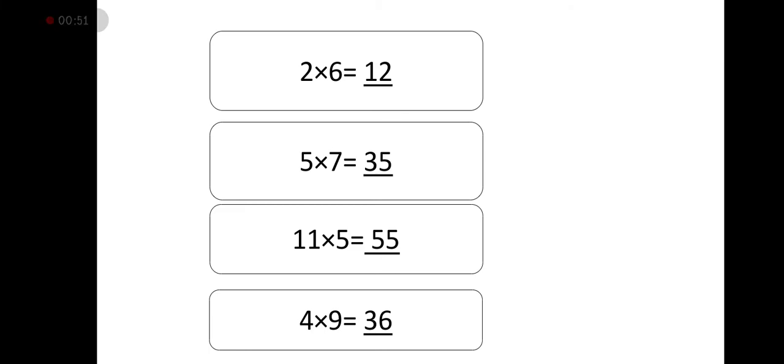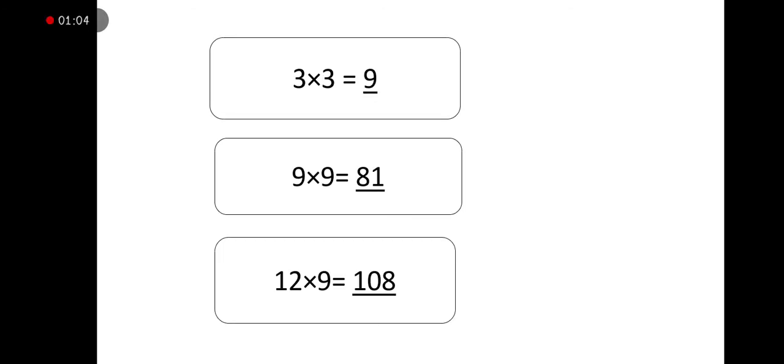2 multiplied by 6 is equal to 12. 5 multiplied by 7 is equal to 35. 11 multiplied by 5 is equal to 55. 4 multiplied by 9 is equal to 36. 3 into 3 is equal to 9. 9 multiplied by 9 is equal to 81.